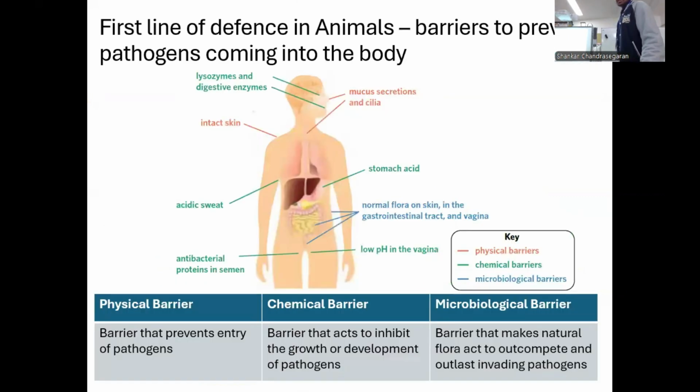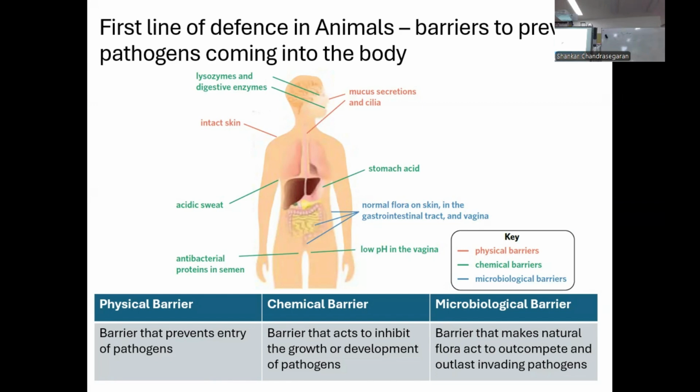So talking about the first line of defense in animals, like I said, the purpose is a barrier to prevent pathogens from coming into our body. Basically, it is how a pathogen is prevented from getting from the outside to the inside where it's actually potentially dangerous, right? So there are a few things about our body and our features that act as a barrier to prevent pathogens from coming into our bodies. The first one is a physical barrier.